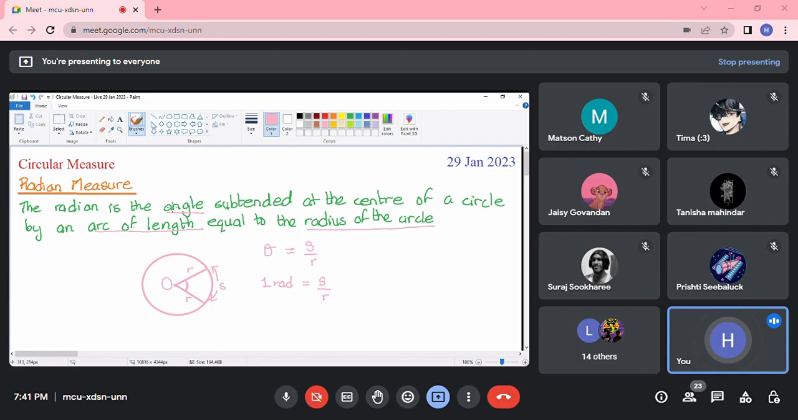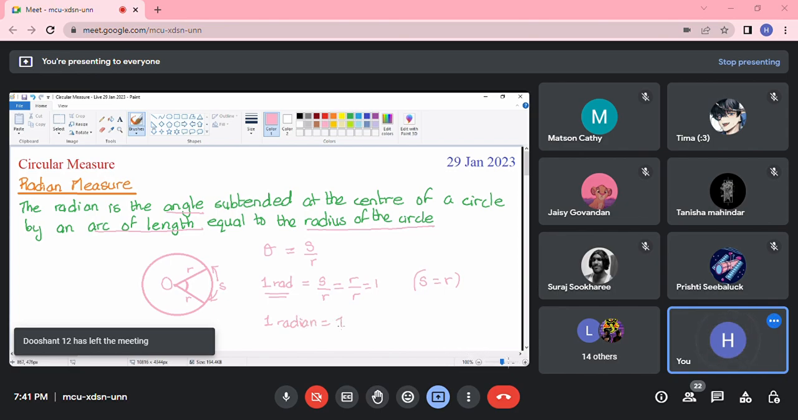Mais comment on trouve ça? It is the angle subtended by an arc of length equal to the radius of the circle. Donc si arc length is equal to S and the radius is equal to R, then we know that S is equal to R for the radian. Donc si je remplace S par R, je trouve 1, and the 1 corresponds to 1 radian. We can also denote 1 radian as 1c, where S is equal to R. Donc c'est ça, the definition of the radian.